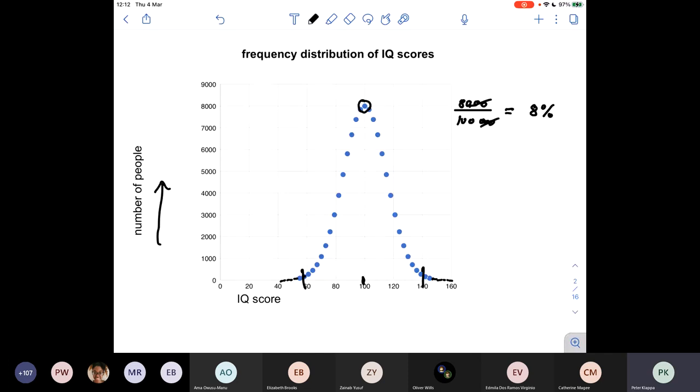Likewise, I can actually rephrase this question and I can say, what is the probability that out of these 100,000 people, somebody scores IQ of 100? And that's exactly the same thing, because I know that 8,000 of these 100,000 will score that. So my probability would be 8%. So in a way, I can very easily take this frequency and calculate a percentage from that.